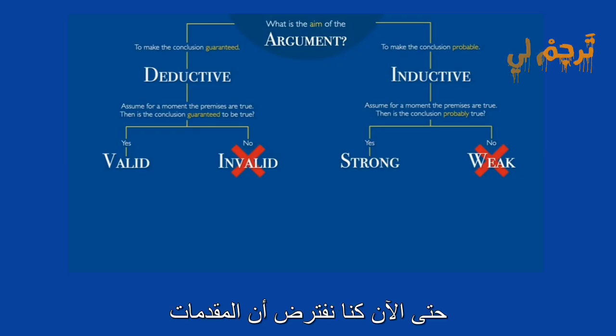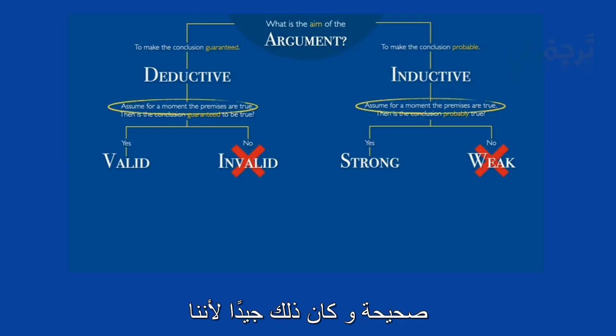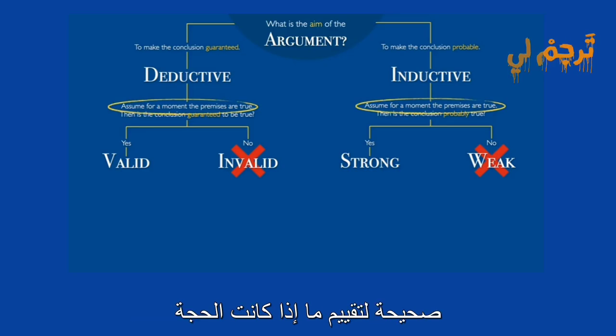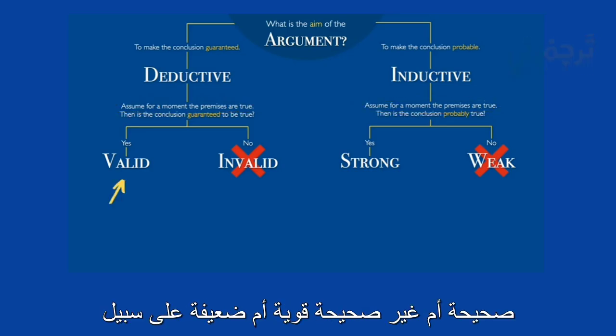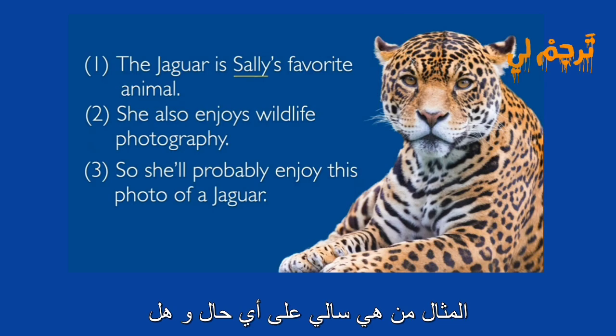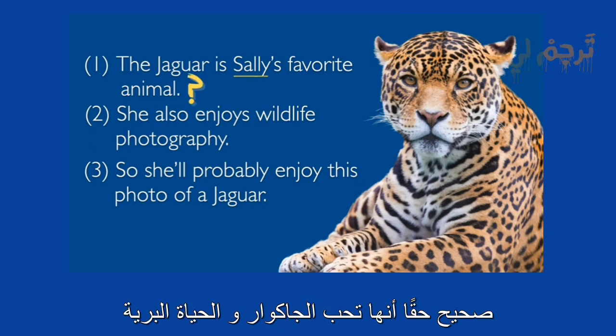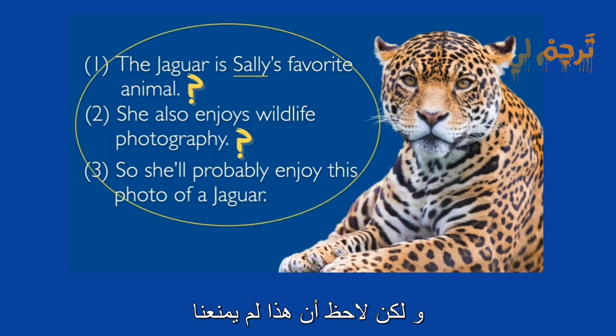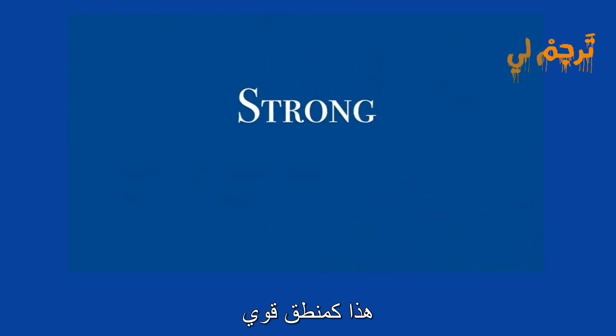So far, we've been assuming the premises are true. And that was fine because we don't need to know whether the premises are true to evaluate whether an argument is valid or invalid, strong or weak. For example, who is Sally anyway? And is it really true she likes jaguars and wildlife photography? Nobody knows, because I just made all this up. But notice, that didn't stop us from recognizing this as strong reasoning.